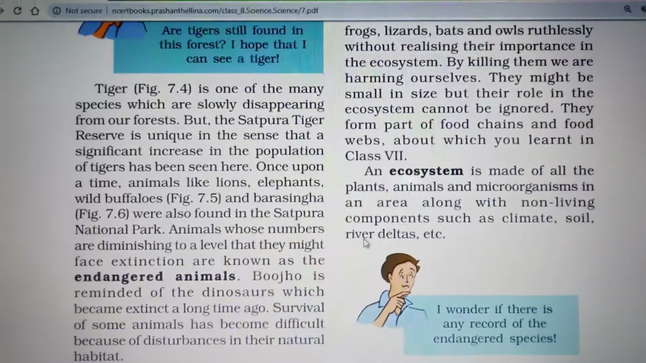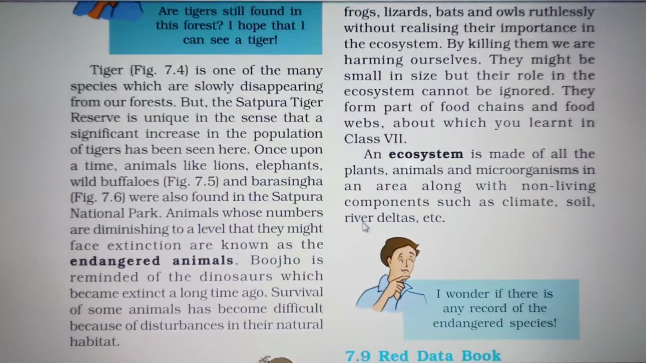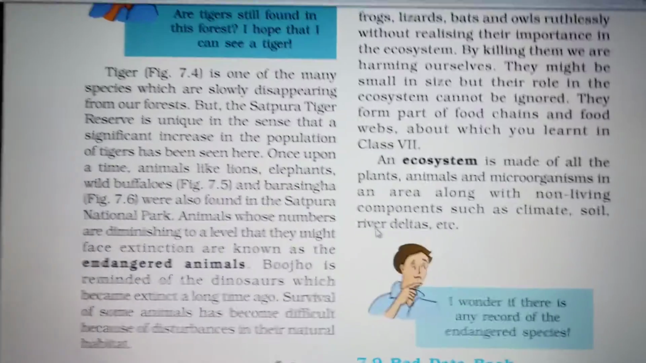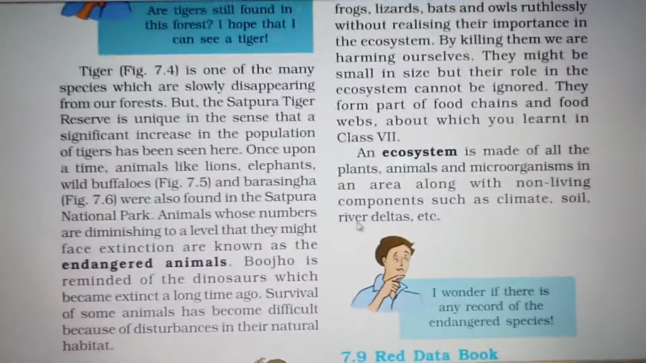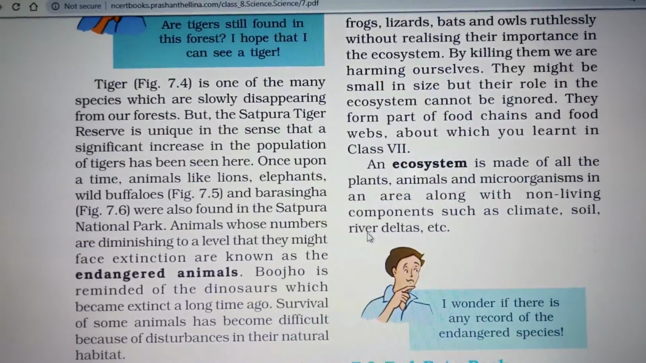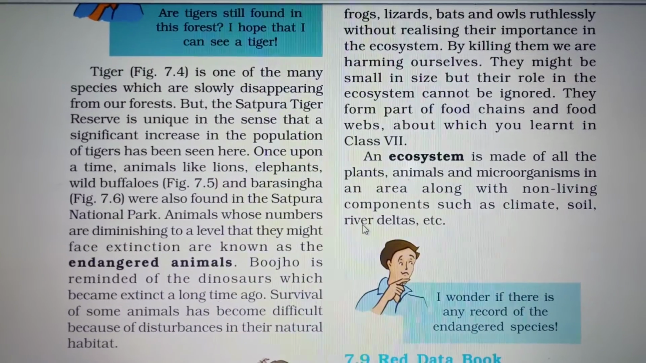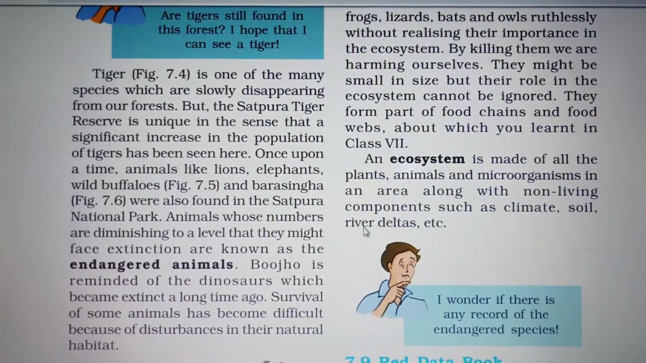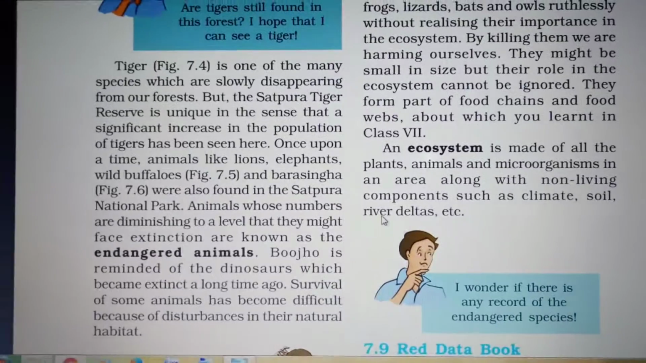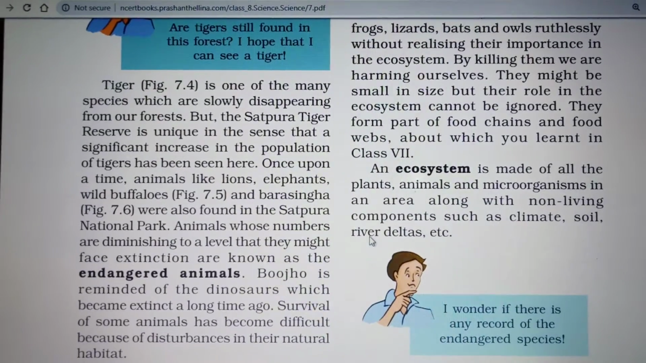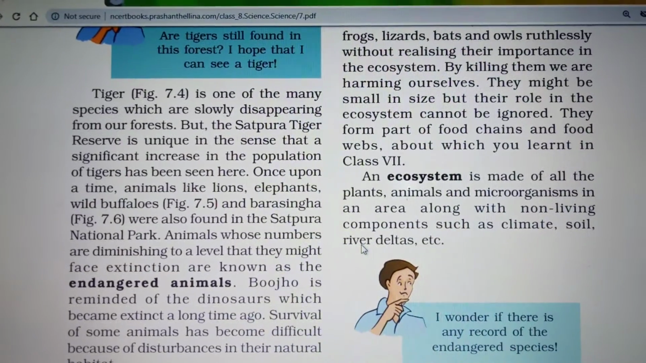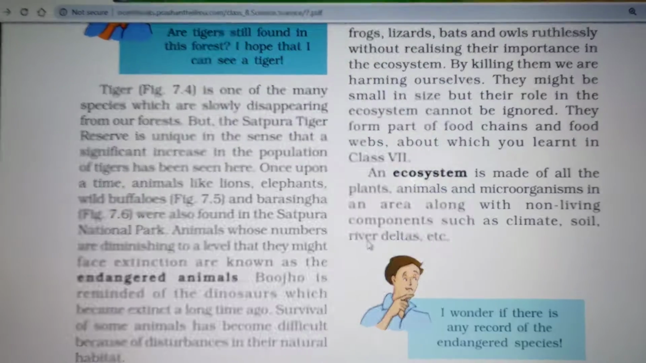See, animals whose numbers are diminishing, coming down to a very low level so that they might face extinction, are known as endangered animals. Their numbers are very small, and one day they might face extinction; they will not be seen at all, they will become extinct.